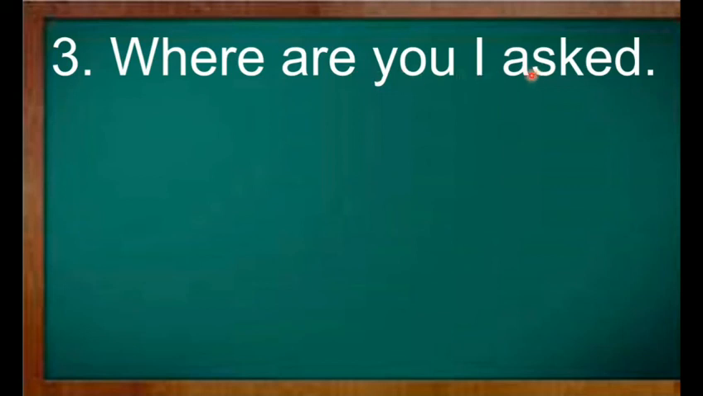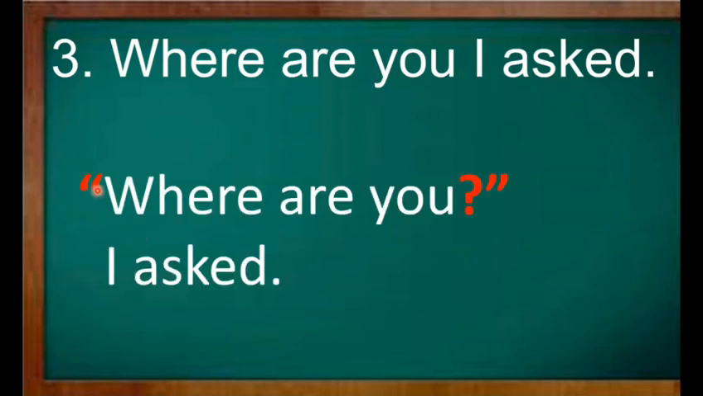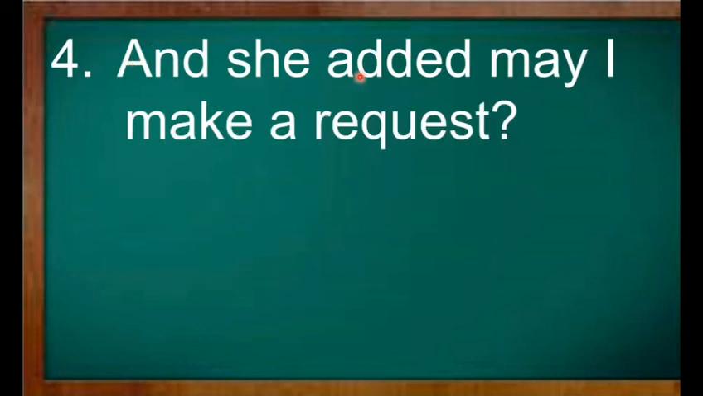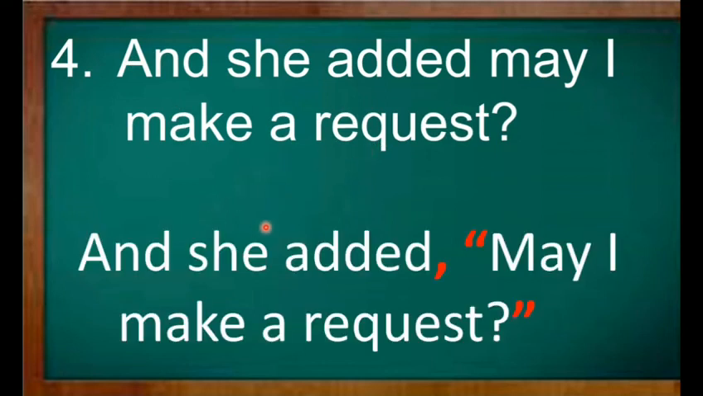Okay, number 3. "Where are you?" I ask. Now, the answer here should be like this. Quotation mark here, and then where are you? Question mark, and then quotation mark. Number 4. And she added, may I make a request? Okay, the answer should be like this. And she added, comma, and then quotation mark here. The word may should be written in capital letter. The letter M should be in capital letter. And then, may I make a request? This is a question mark followed with a close quotation mark.